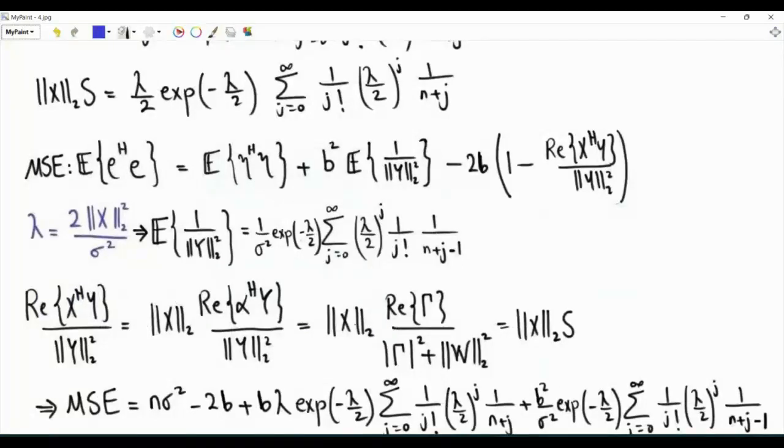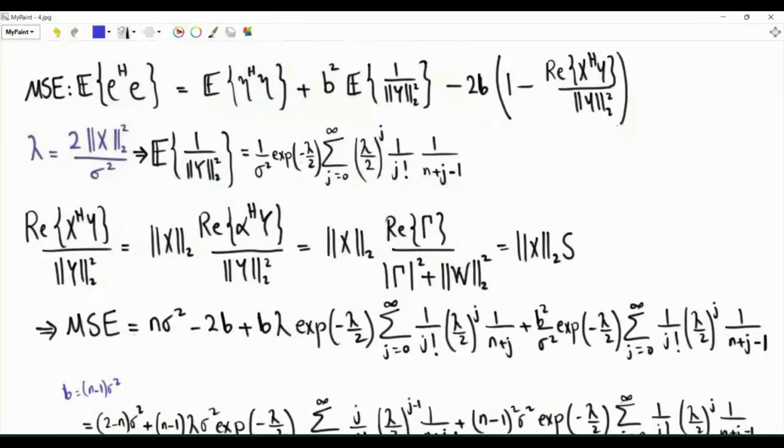Okay, so these are the previous results. And the mean squared error now will be n sigma squared. This is the expectation of eta Hermitian eta, or the L2 norm squared of eta. And then minus 2b comes from here. And then there will be these two infinite sums. They are not the same. Okay, so here, for example, we have the term 1 over n plus j, and the other one is 1 over n plus j minus 1. But it looks like we can sort of combine them.